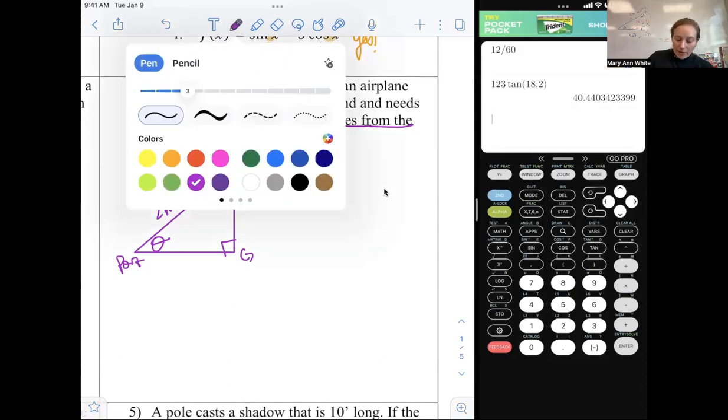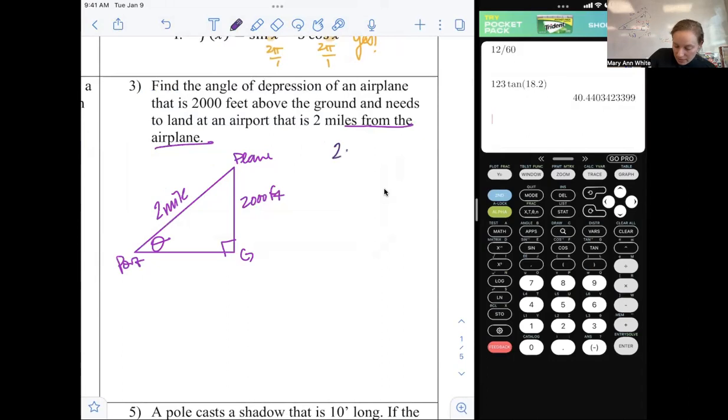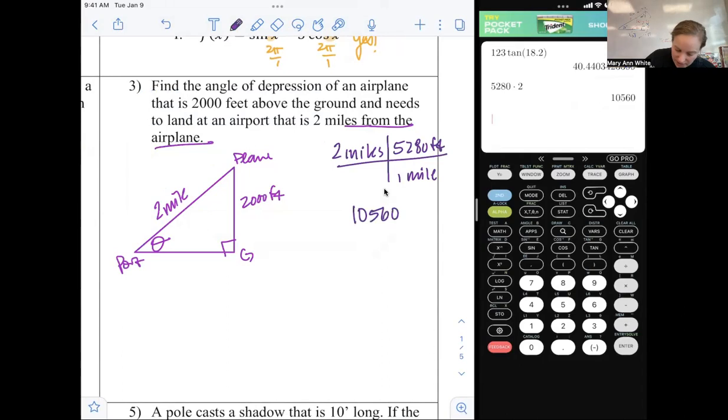I'm going to make my miles be in feet. So I'm going to think about 2 miles. 1 mile is the same thing as 5,280 feet. So I'm going to do 5,280 times 2, and that's going to be 10,560. So that's what I'm going to use for this problem.